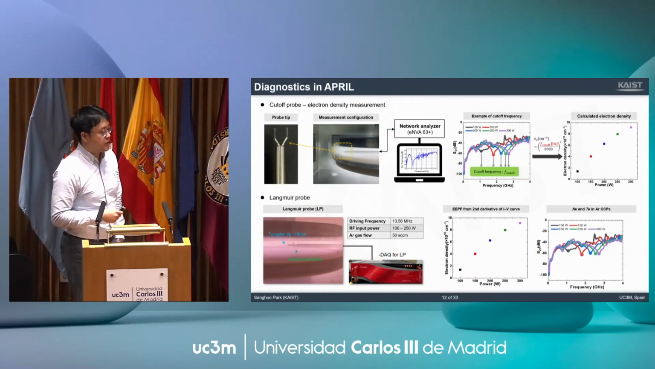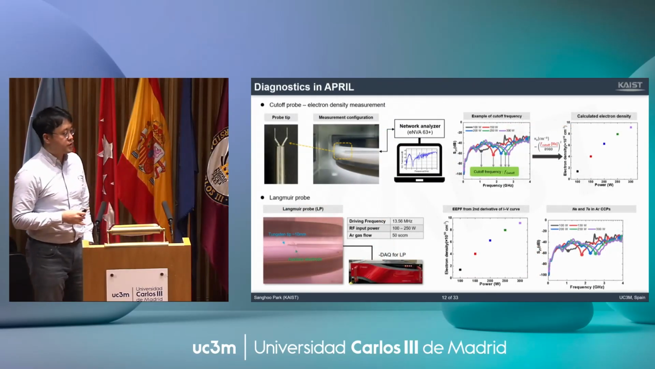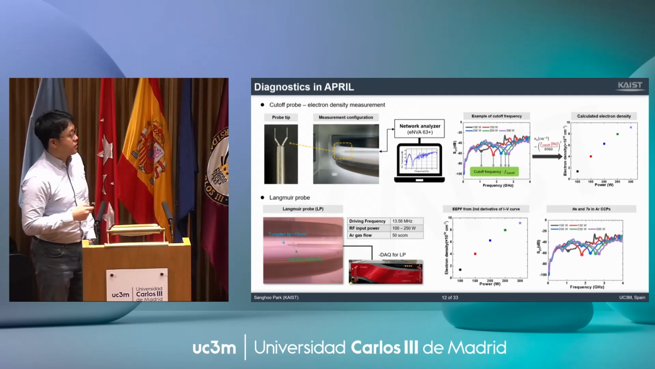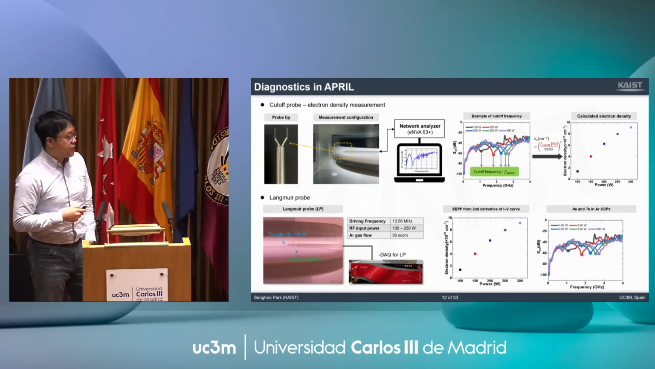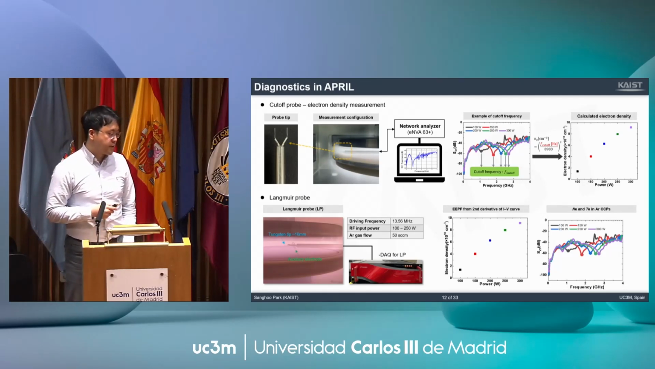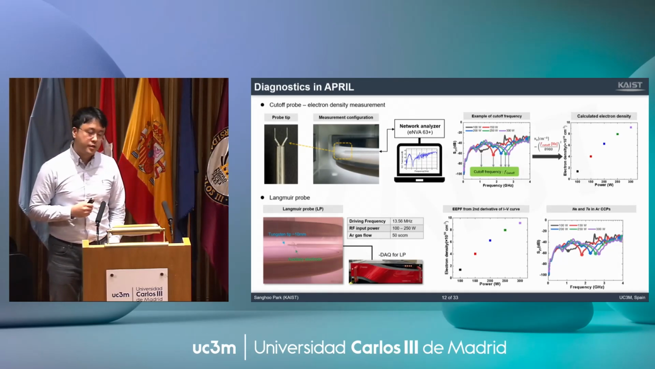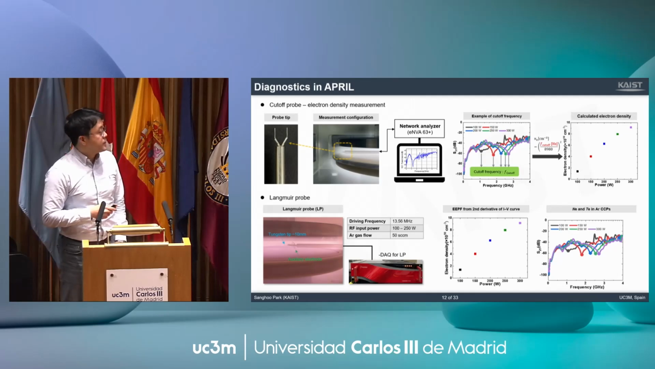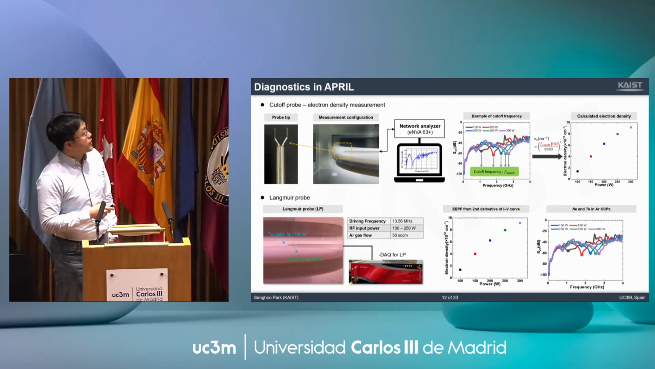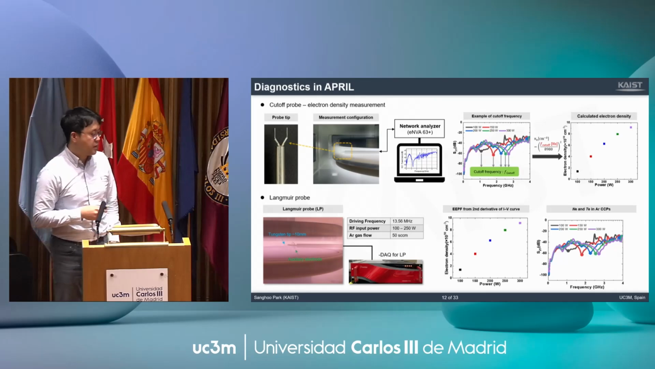And also, we are developing some electrical probes, including probes using the positive frequency. And we are also developing our own RF compensated Langmuir probe, as you see here. So, very good measurement for electron density and temperature. Oh, sorry. Some plots are wrong here.